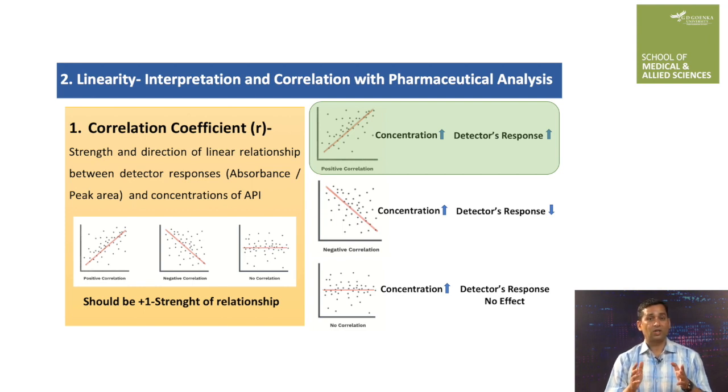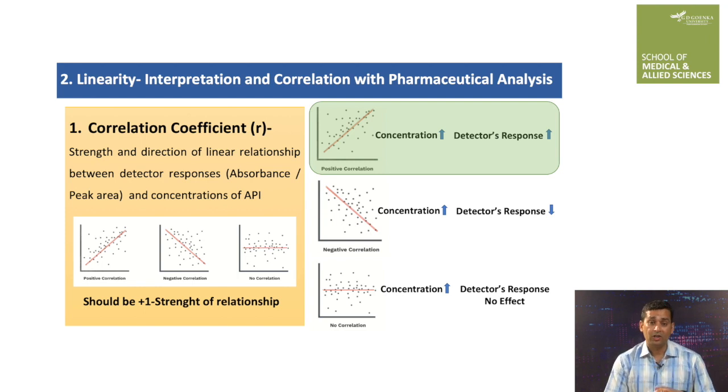The first data to support the linearity of an analytical method is the correlation coefficient, denoted by a small r, or r in lowercase. It shows the strength and direction of the linear relationship between the detector's response, maybe absorbance, and the concentration of API. The correlation coefficient can be of 3 types: positive correlation, negative correlation, and no correlation.